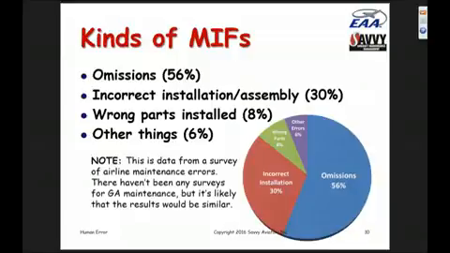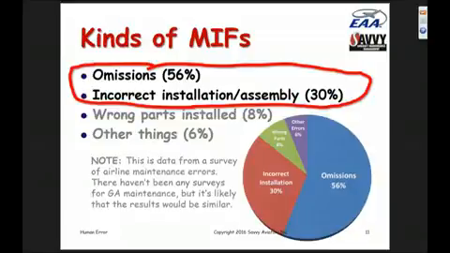Next in line are incorrect installation or assembly errors, where a mechanic basically screwed up something that he was trying to do. There are various other causes, but the two that we're going to focus on here are errors of omission and errors of incorrect installation or assembly, which together account for the lion's share of maintenance-induced failures. So let's talk about omissions first.